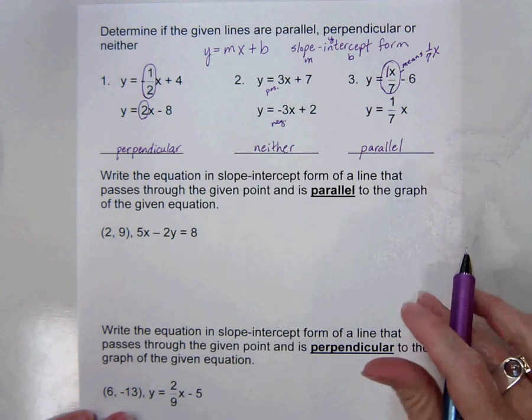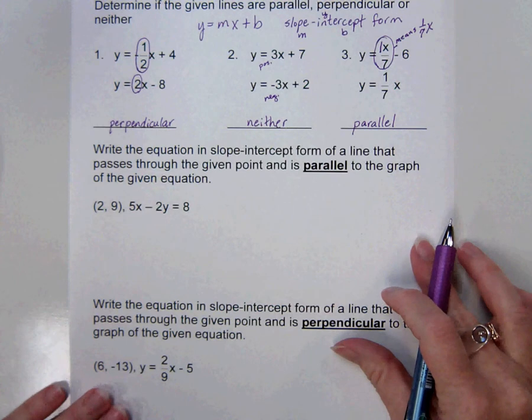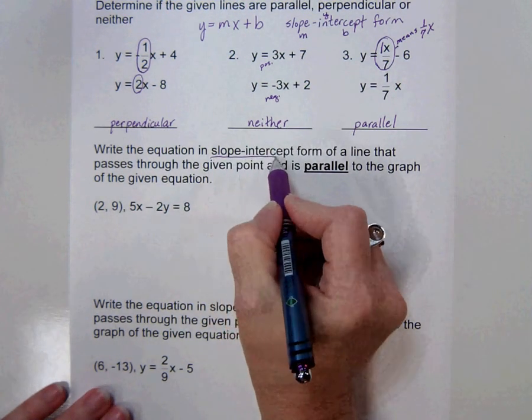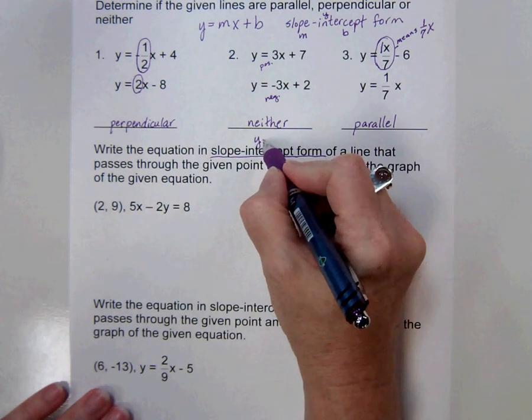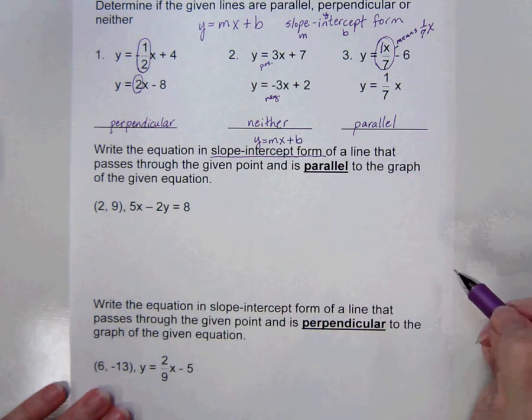Okay, now we're going to get into a little more challenge. This one wants you to write an equation in slope-intercept form. Remember that this slope-intercept form is on the formula sheet. That is y equals mx plus b. These are just letters that replace slope and intercept.